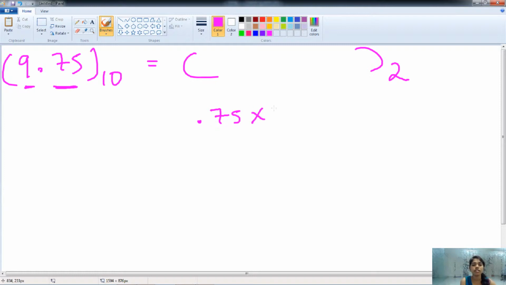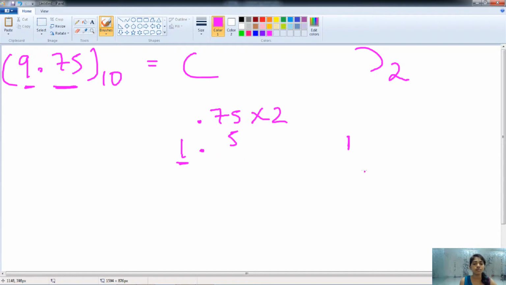Now we will multiply this 0.75 with 2 until we get 1, a perfect 1, not less than 1 and not more than 1. So 0.75 into 2, we would get 1.5. Now here we have got more than 1, so we will write this 1 here. Even if we had got less than 1, like 0.5, then we would have written the 0 here. So this is how it is done.